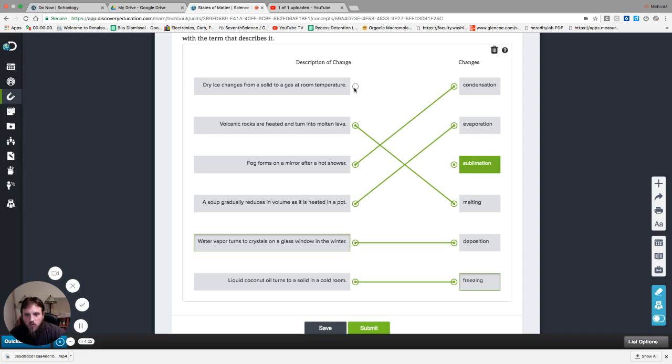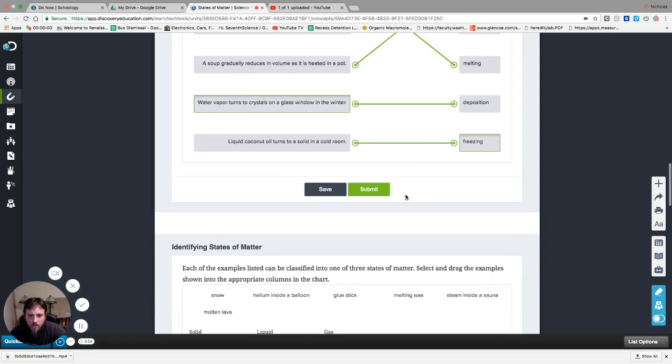Sublimation is a word that I've loved since I was in high school chemistry. It is what dry ice does. It is going from a solid directly to a liquid. It is irregular. Things don't generally do that, but it happens.